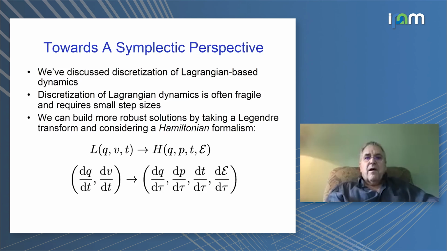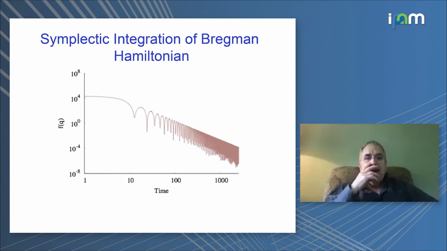First of all, it's more natural to work with a Hamiltonian formalism. So we took the Lagrangian, did a Legendre transform, and turned it into a Hamiltonian. And then there's a recipe for taking a Hamiltonian and developing a symplectic integrator. So we did that, and here's an example of doing that for a particular high-dimensional optimization problem.